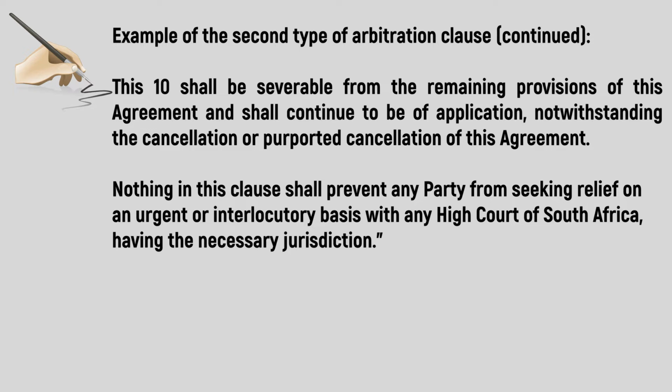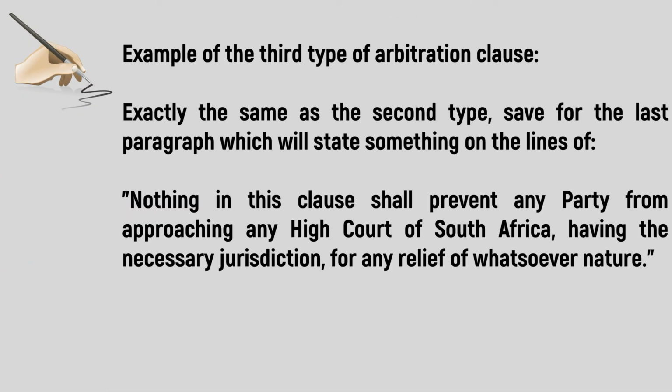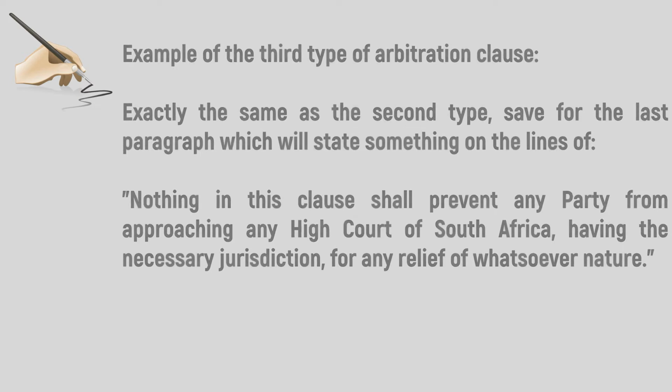Nothing in this clause shall prevent any party from seeking relief on an urgent or interlocutory basis with any High Court of South Africa having the necessary jurisdiction. An example of the third type of arbitration clause will be exactly the same as the above, save for the last paragraph, which will state something along the lines of: nothing in this clause shall prevent any party from approaching any High Court of South Africa having the necessary jurisdiction for any relief of whatsoever nature.